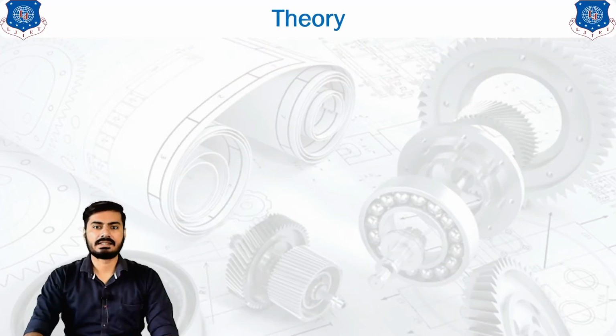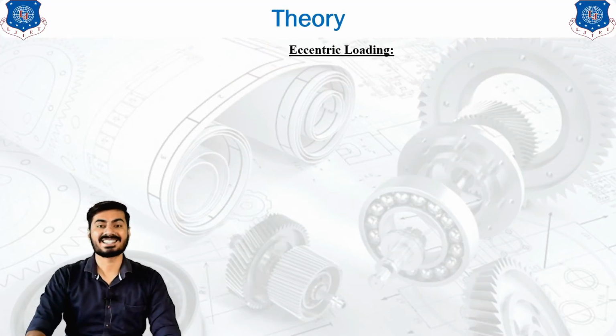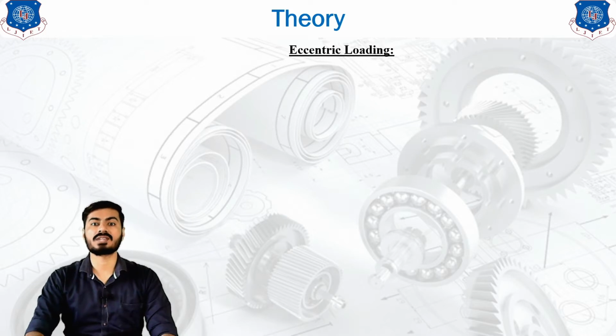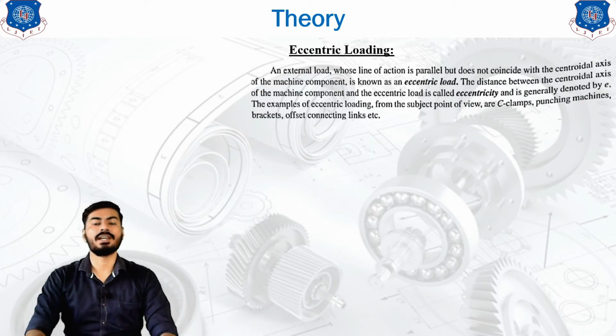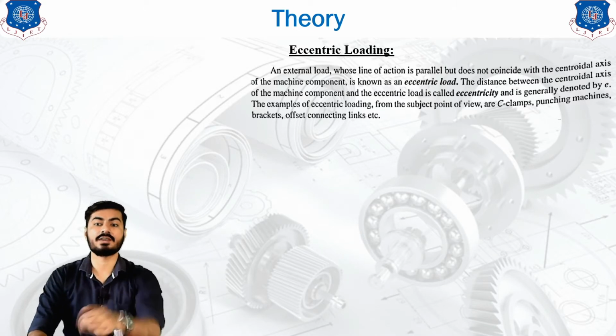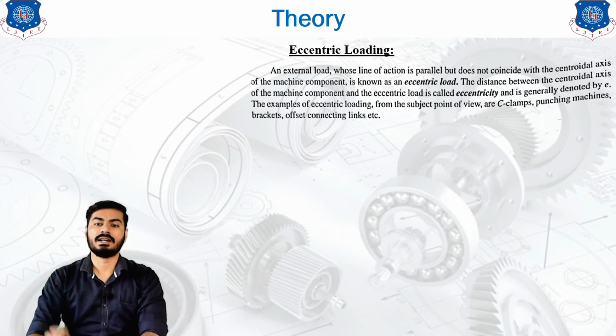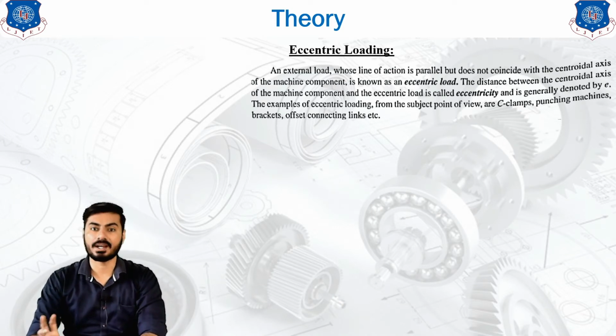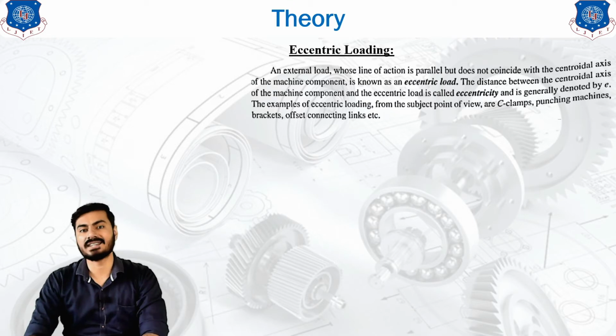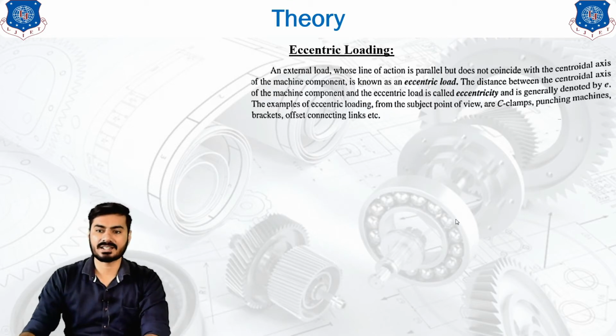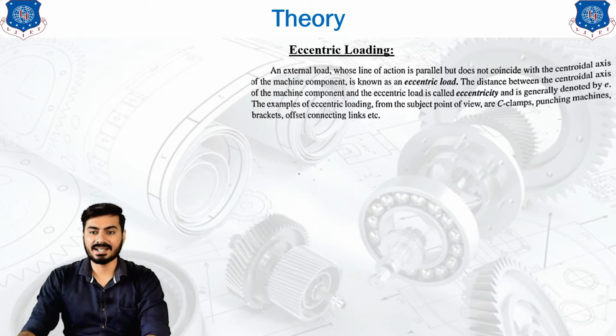As we can see, this is the theoretical portion of eccentric loading, where we will learn the concept of eccentric loading. Whenever an external load whose line of action is parallel but does not coincide with the centroidal axis of the machine component is applied on the body, that load is known as an eccentric load. The distance between the centroidal axis of the machine component and the eccentric load is known as the eccentricity.